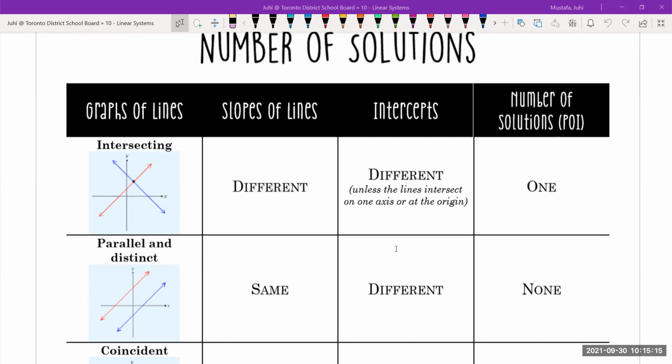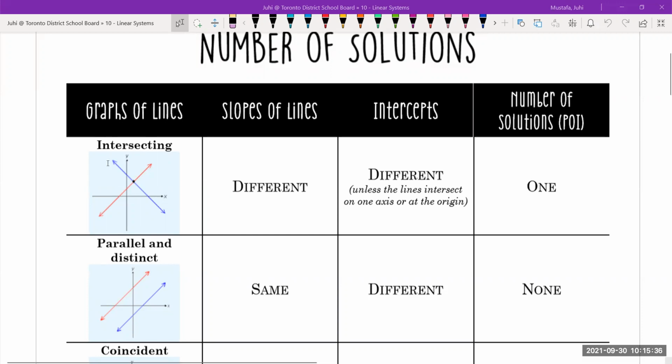The first one looks like the very first column or the first row. And it is when you have two lines that are intersecting. So basically you have a blue line and a red line, and they're going to meet at one point. So what we're going to do for every one of these scenarios is we're going to talk about the slopes of the lines, and we're going to talk about the intercepts of the lines.